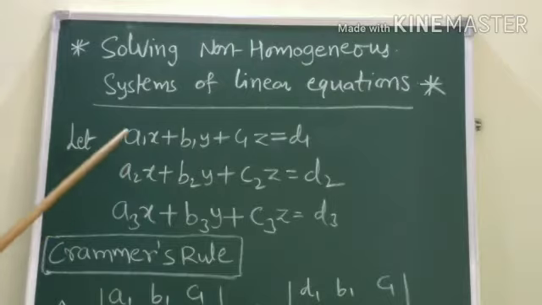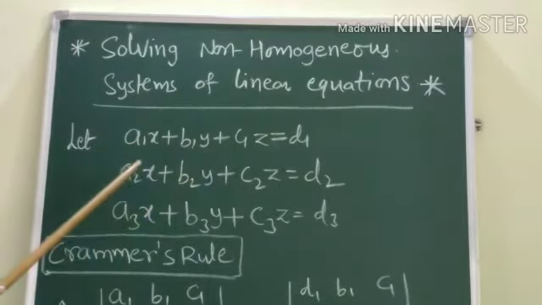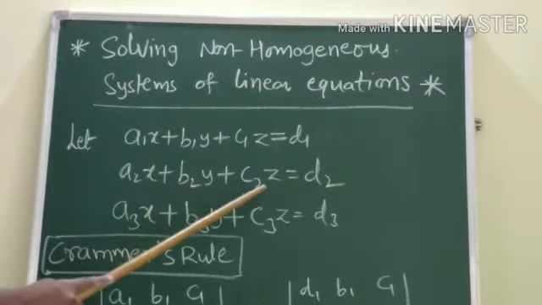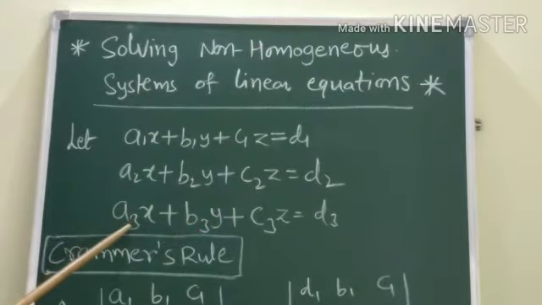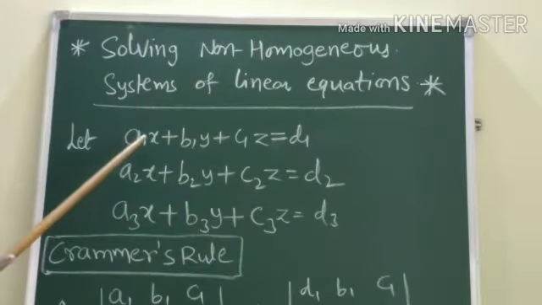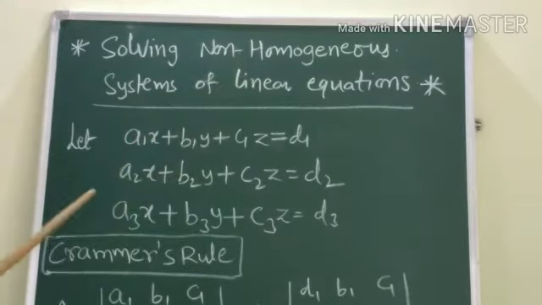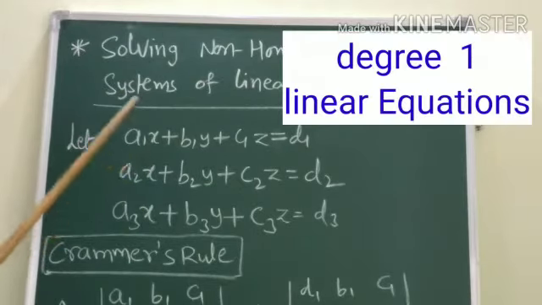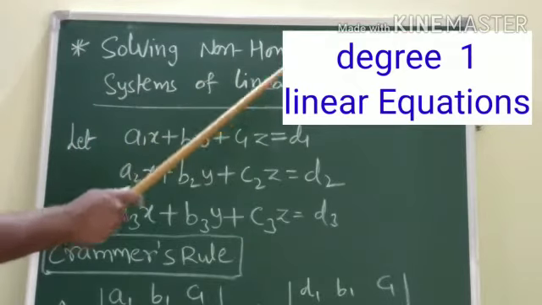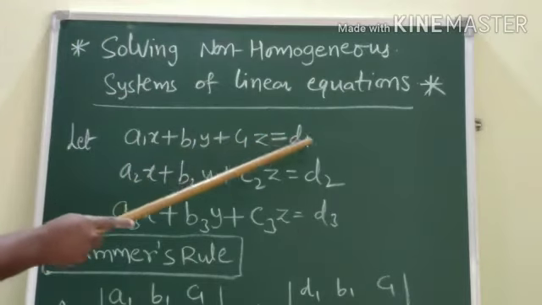If the equations are in the form a1x + b1y + c1z = d1, a2x + b2y + c2z = d2, a3x + b3y + c3z = d3. Here, all the equations consist of the variables x, y, z. The degree of any variable is 1. That means, if the degree is 1, the equations are said to be linear equations. And also, the constants are d1, d2, d3.